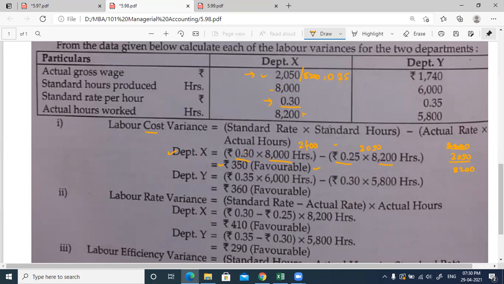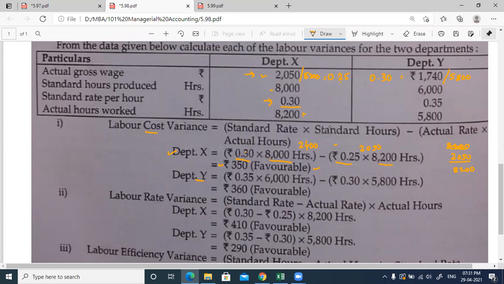The actual wages paid is 1740. The number of hours worked is 5,800. Please divide this, 1740 divided by 5,800, so you'll get the per hour rate. The answer is 0.30, that is 30 paise for Y.